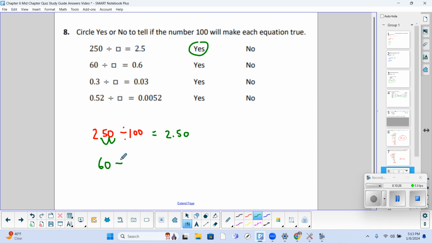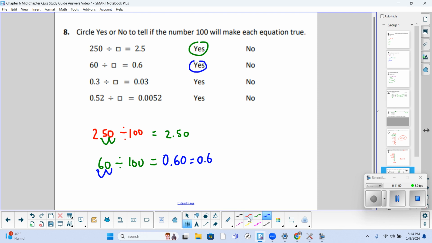60 divided by 100. Once again, I have to move the decimal 2 spaces, so that's 1, 2. That's 0.60, but remember, if you don't have anything in the ones place, you want to put the 0 out in the ones place. So that's 0.60 or 0.6, which is 6 tenths, the same as 60 hundredths. So this one also works.